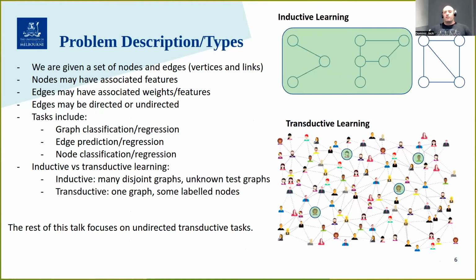Now, there are lots of different problem types in graph neural networks. I'm only going to be discussing a very small subset of those, but most of the ideas we talk about here apply to the other areas as well. So formally, we're given a set of nodes and edges, right? Or you could say vertices and links. I generally prefer nodes and edges, but they all mean the same thing, right? And the nodes may have associated features.